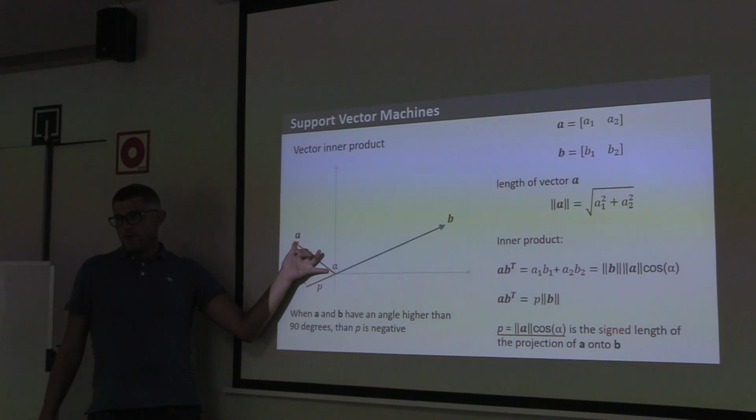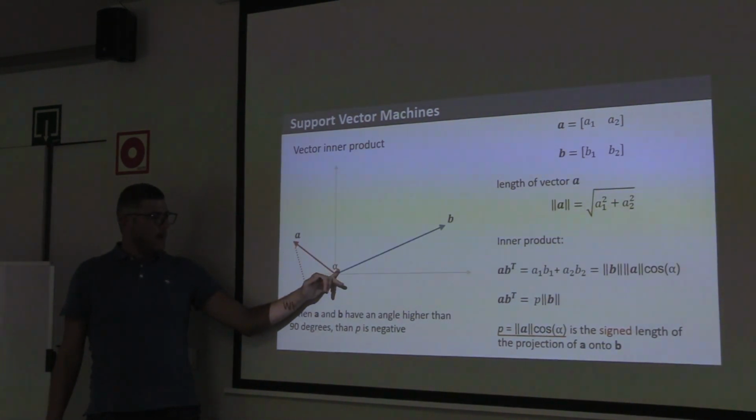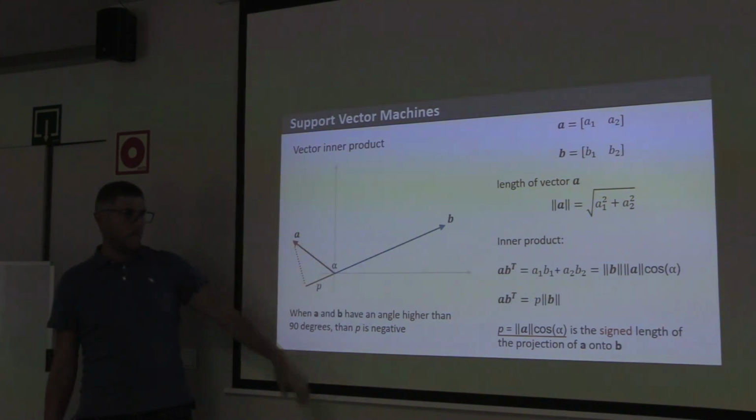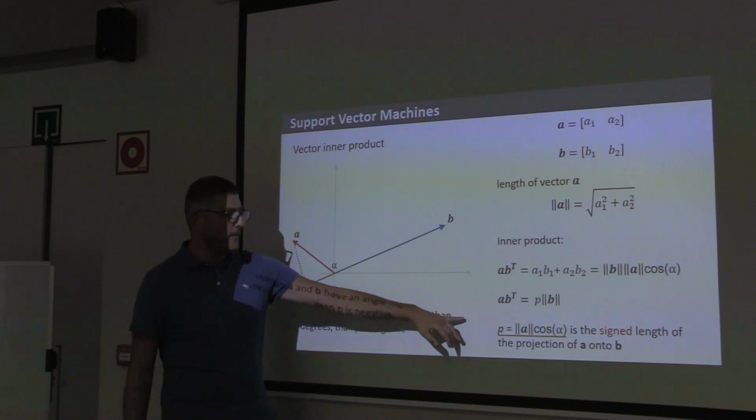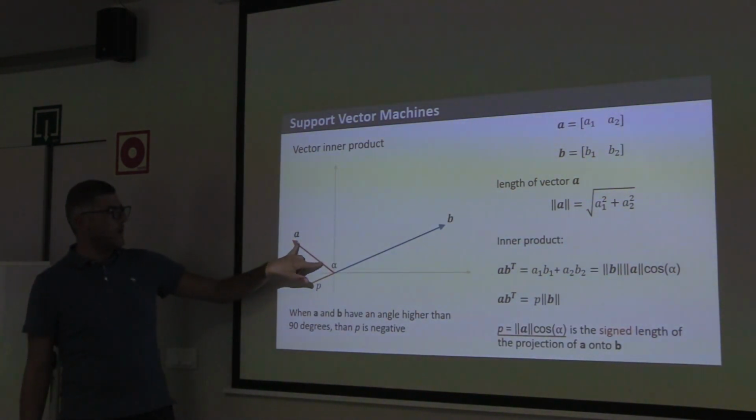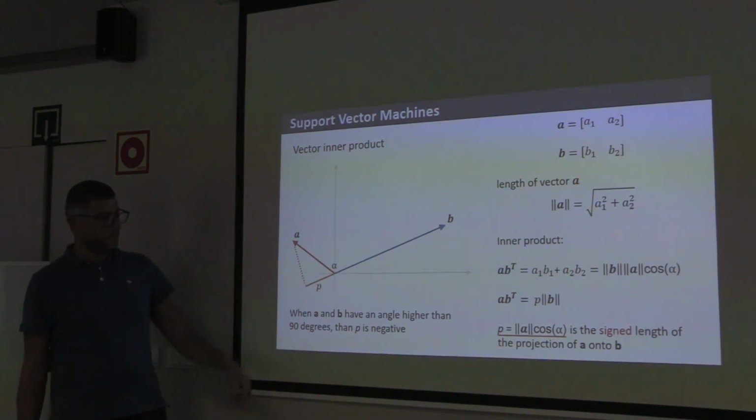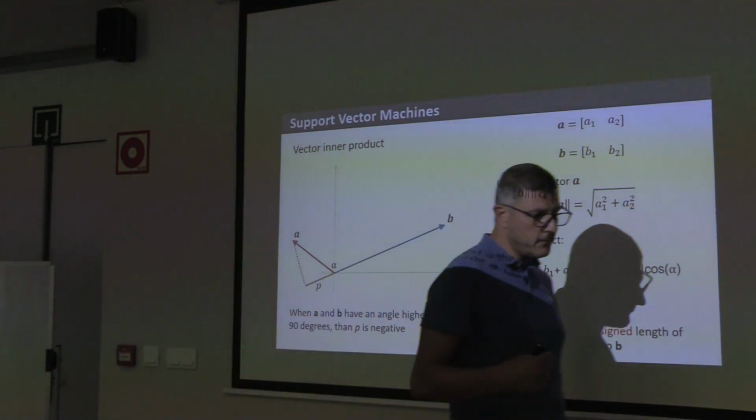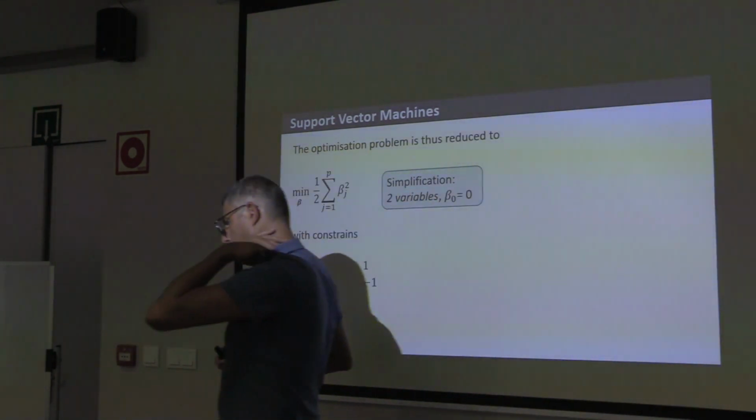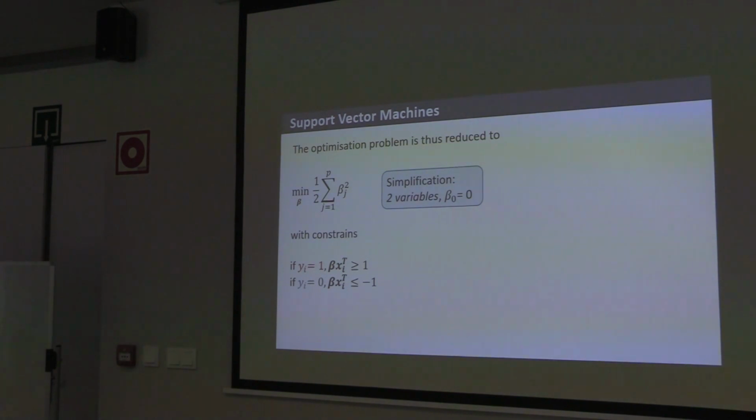If we have this situation, where alpha is higher than 90 degrees, then P is negative. So P is the signed length of the projection of vector A on vector B. This is needed because then we can play a bit with the support vector machine equations.